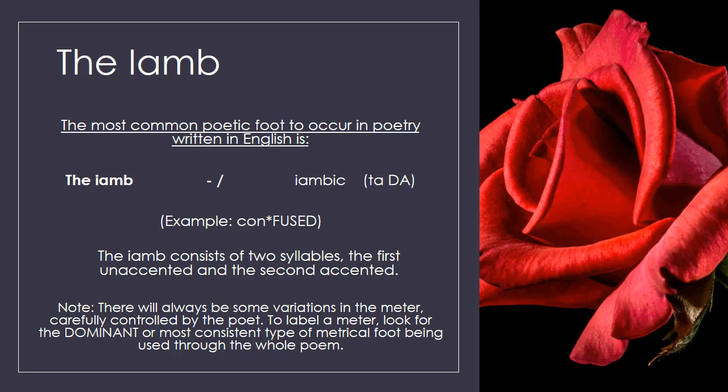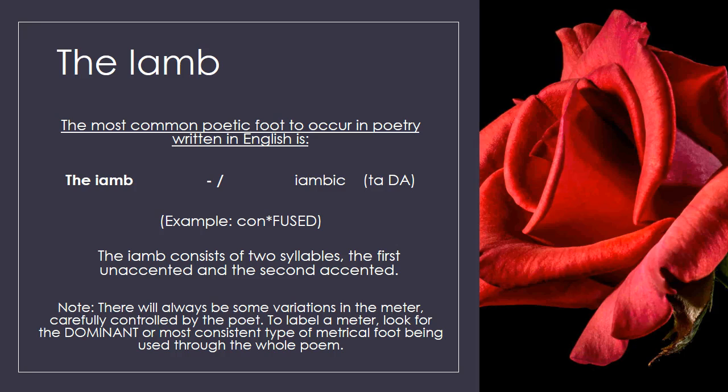The iamb. The most common poetic foot to occur in poetry written in English is the iamb. The iamb sounds like ta-da. An example iambic word is "confused." The iamb consists of two syllables, the first unaccented and the second accented.